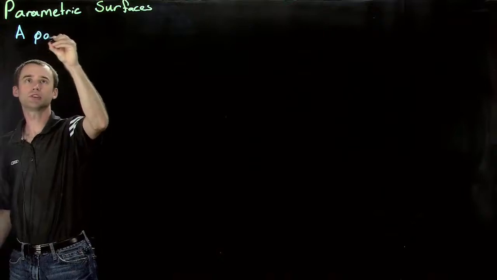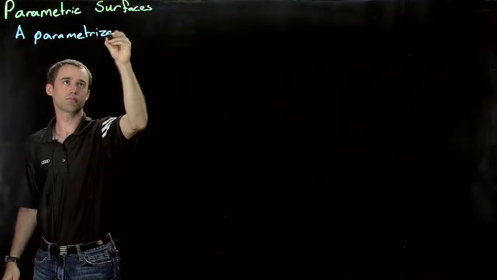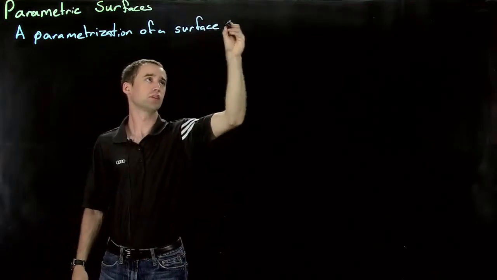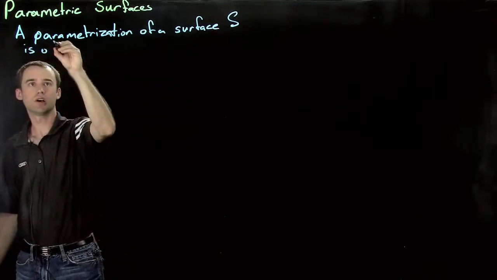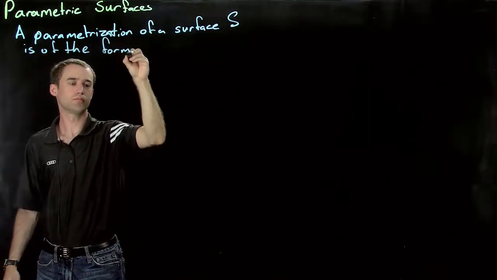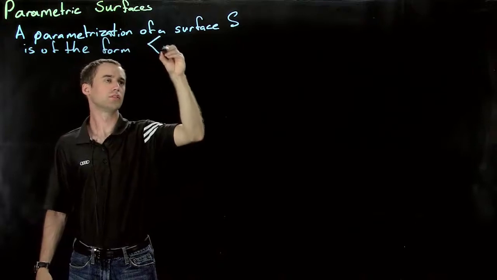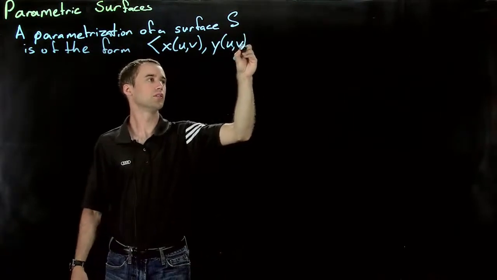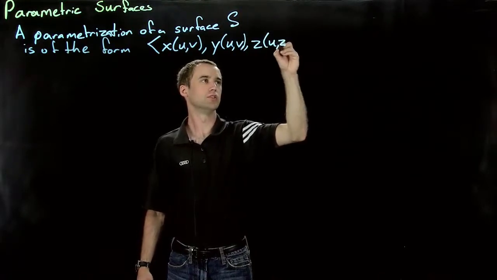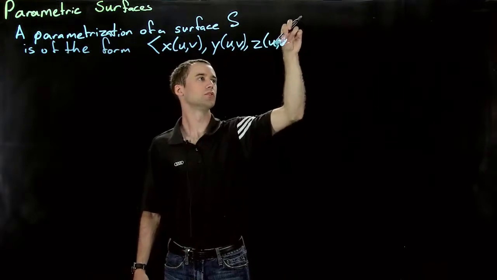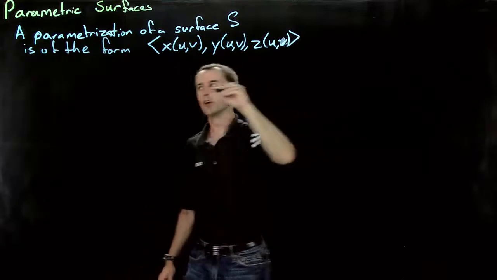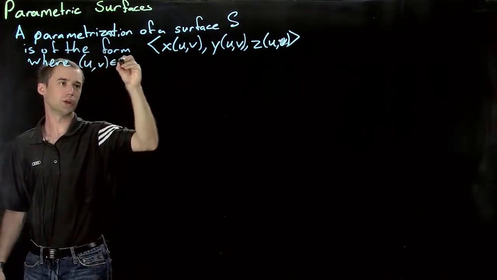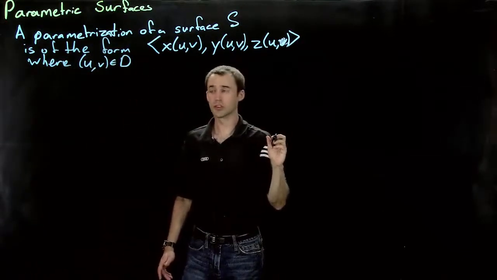A parameterization of a surface S is of the form x of u v, comma y of u v, comma z of u v, where u and v are in some domain, D. Let's start with some examples.